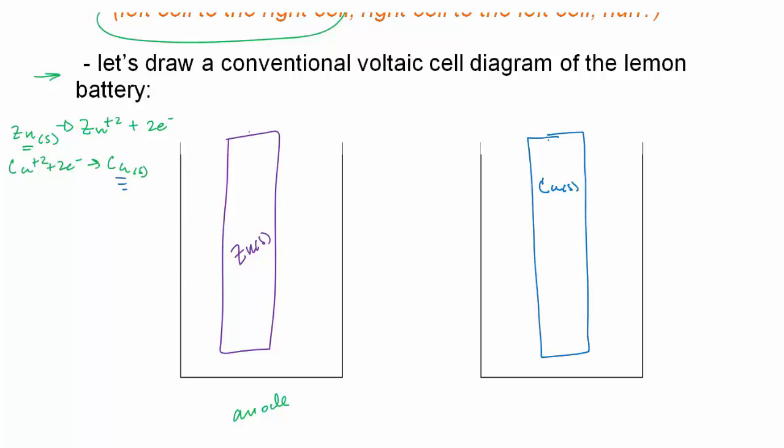You have to connect them with a wire or something here. Put a voltmeter in between, or a light bulb or something. Just put V for voltmeter. Okay, so they're connected.